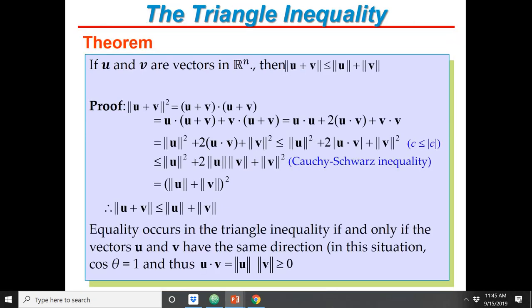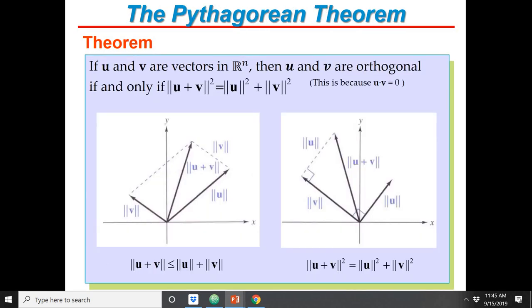Again, I'm not going to bother about the Cauchy-Schwarz inequality. We already have seen it, so this is what I mentioned before. And graphically, for the Pythagorean theorem, you can see on the right two vectors meeting at 90 degrees, and you can see that the magnitude of u plus v squared is the magnitude of u squared plus the magnitude of v squared.